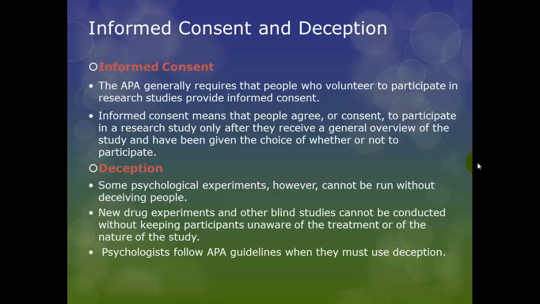Deception. Some experiments cannot be run without deceiving people. And so these new drug experiments and other blind studies cannot be conducted without keeping participants unaware of the treatment or the nature of the study. So basically, the good must outweigh the harm that comes from deception for them to be able to do it. And we follow APA guidelines when we must use deception. And then also during the debriefing process afterwards, participants have to be told why the deception was important and why the study wouldn't work any other way.